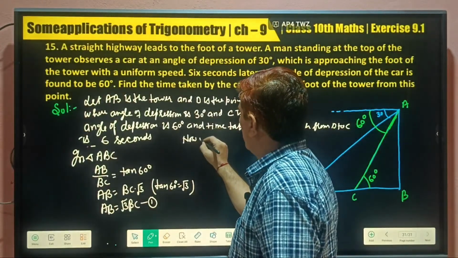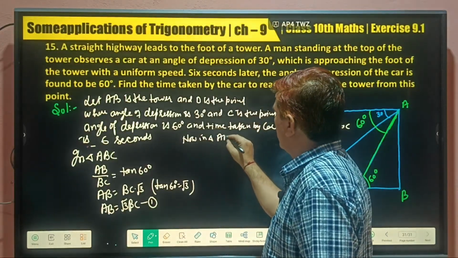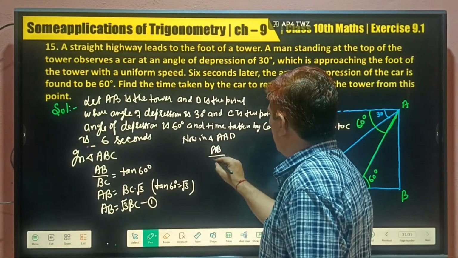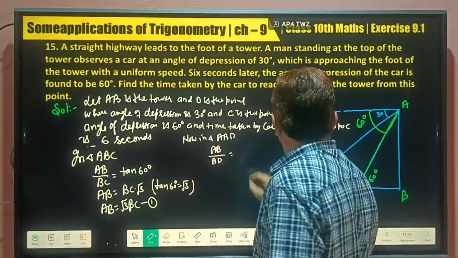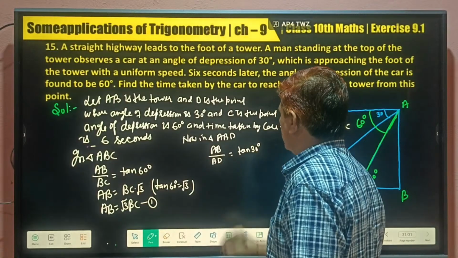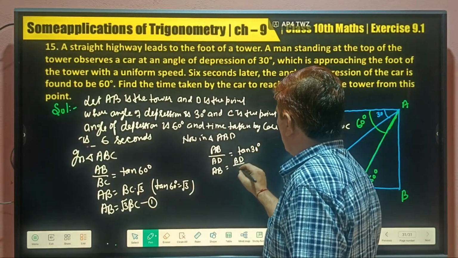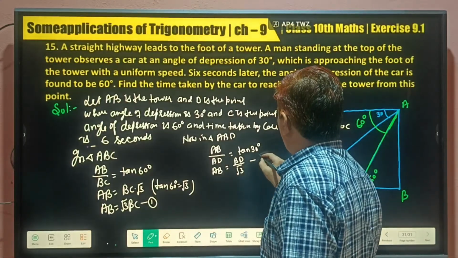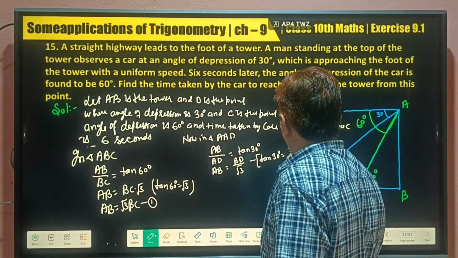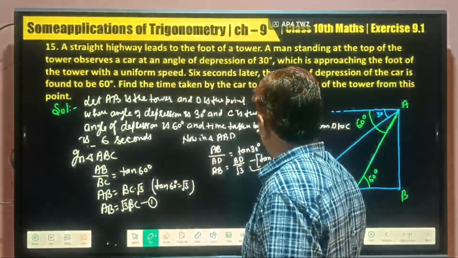Now in triangle ABD, AB by BD is equal to tangent 30 degrees. So AB is equal to BD by √3, because tangent 30 degrees equals 1 by √3. This is your second equation.